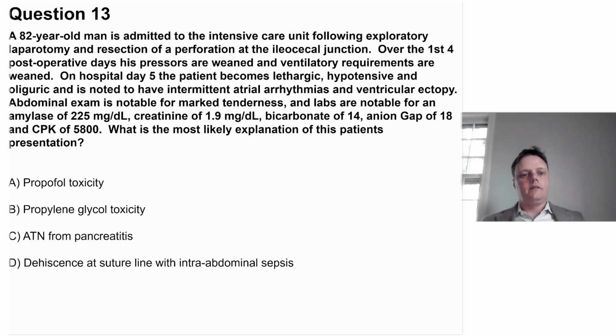An 82-year-old man is admitted to the intensive care unit following exploratory laparotomy and resection of a perforation at the ileocecal junction. Over the first 4 postoperative days, his pressors are weaned and ventilation requirements are weaned. On hospital day 5, he became lethargic, hypotensive, and oliguric, and was noted to have intermittent atrial arrhythmias and ventricular ectopy. His abdominal exam is notable for marked tenderness, and his labs are notable for an amylase of 225, creatinine of 1.9, bicarbonate of 14, an anion gap of 18, and a CPK of 5,500.